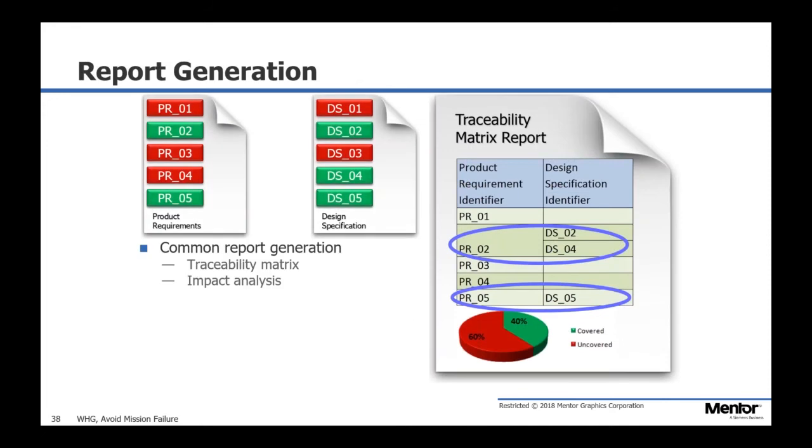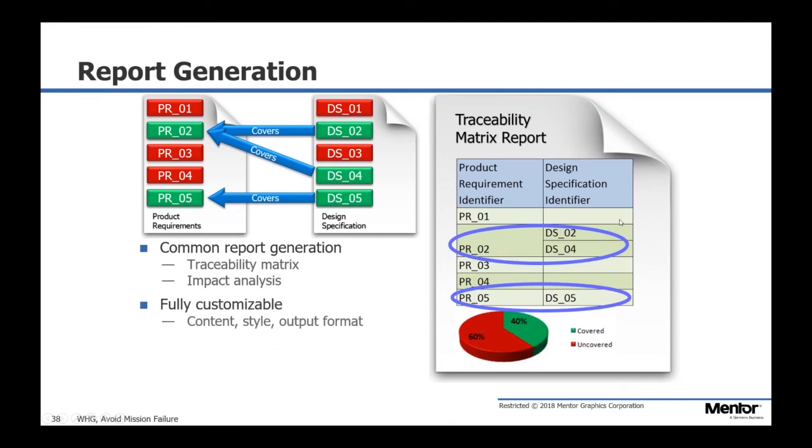So here's, as I said, the traceability matrices. And that's basically showing that this system requirement is covered by these two design spec requirements. This system requirement is covered by this one. And so the traceability matrix shows this, and it's also showing that these other three product specifications are currently undefined where they are in the design.